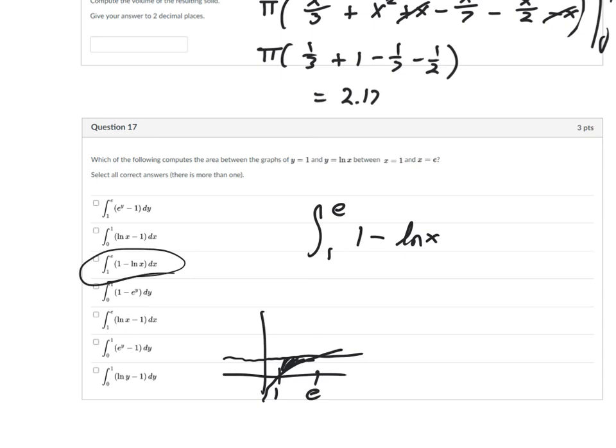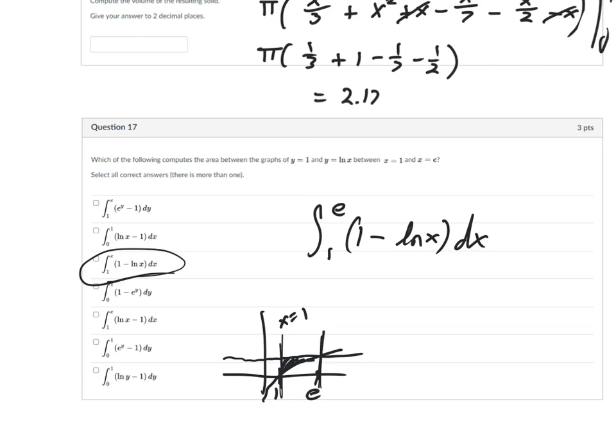But we aren't quite done yet because we need to look at the fact that some of the answers have a dy in them, right? And so in this case, what we just found was the dx version. So let's take a look at the dy version. Well, the dy version would be, instead of having the 1 and natural log of x, we look at our two cutoffs, and we'll have the natural log of x as our top line, and then our bottom line would be x equals 1, right?